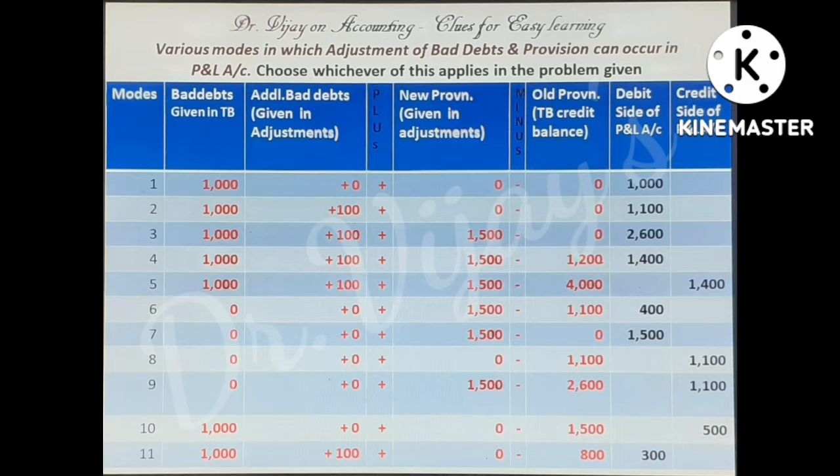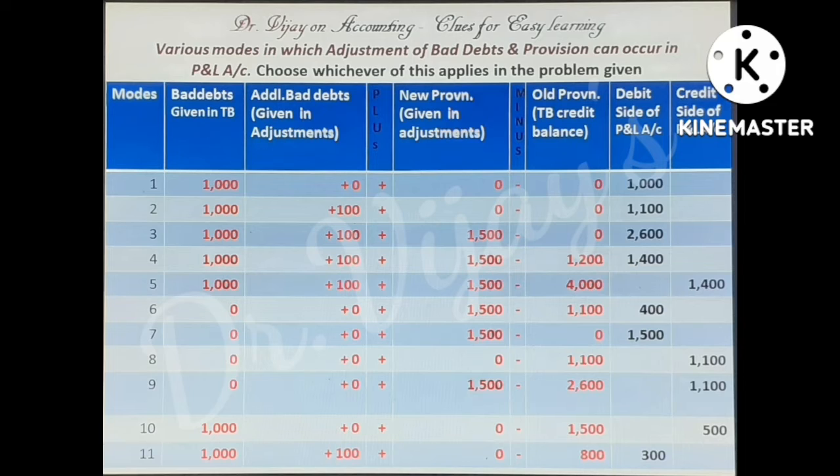Where there is additional bad debts, that additional bad debts and the good debts attached with that should be subtracted from sundry debtors for calculating the new provision, because the new provision for doubtful debts needs to be calculated only for doubtful debts, not for good debts, as well as debts which are already written off.